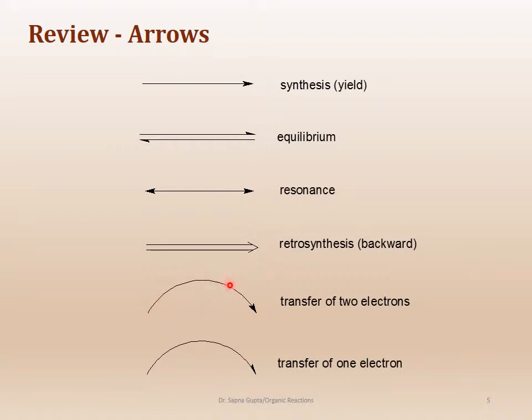Then this curved arrow over here shows the transfer of 2 electrons. This is a double-headed arrow. And then here, this one shows the transfer of 1 electron. This is a half-headed arrow. Okay, so be careful how you do this. And curved arrows show the transfer. You can't show straight arrows for that. Okay, that is for synthesis. So the curved arrows are the ones for transfer of electrons.